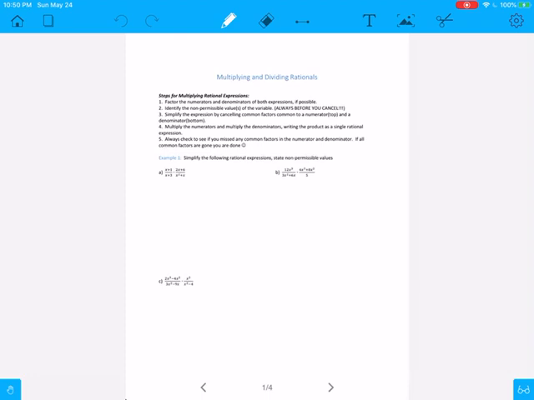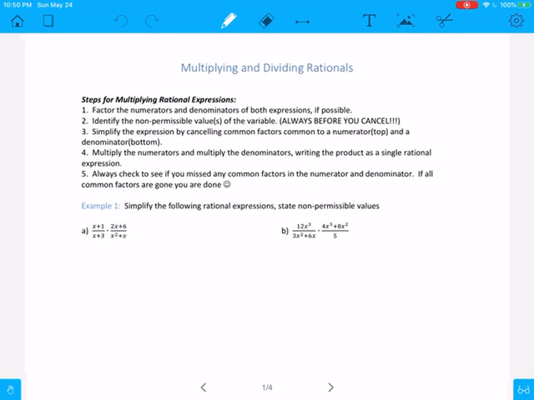This week we're going to learn multiplying and dividing of rationals, and next week we're going to learn adding and subtracting of rationals, and then our last week is a review assignment. All right, so we're going to start with multiplying and dividing rationals.